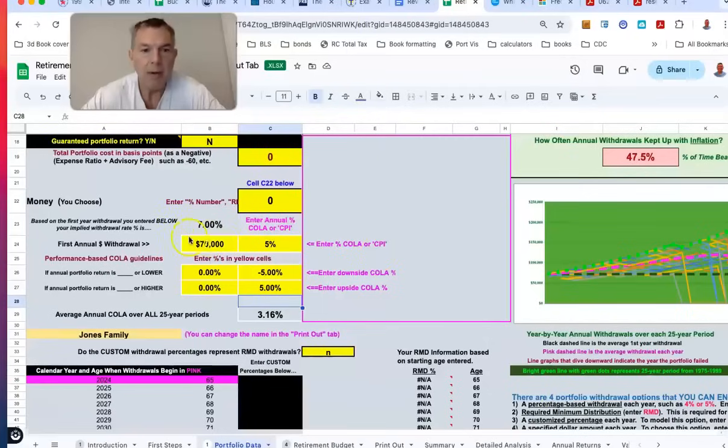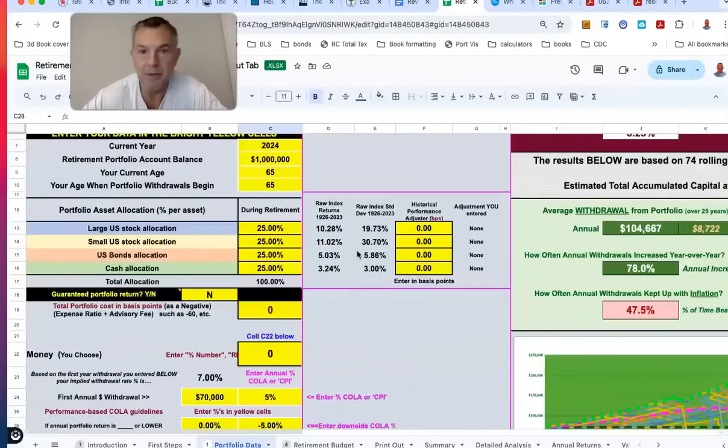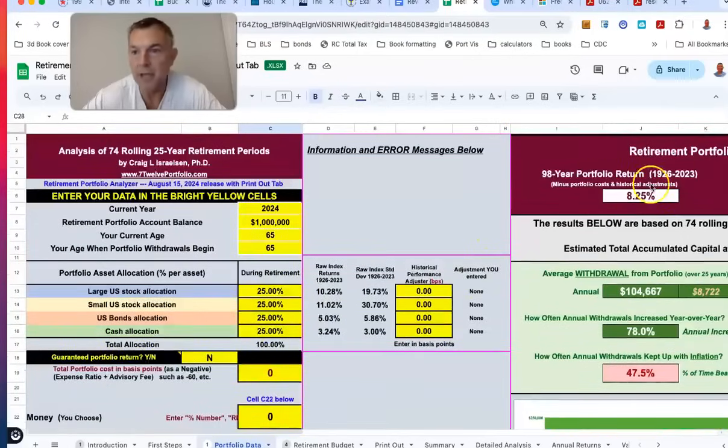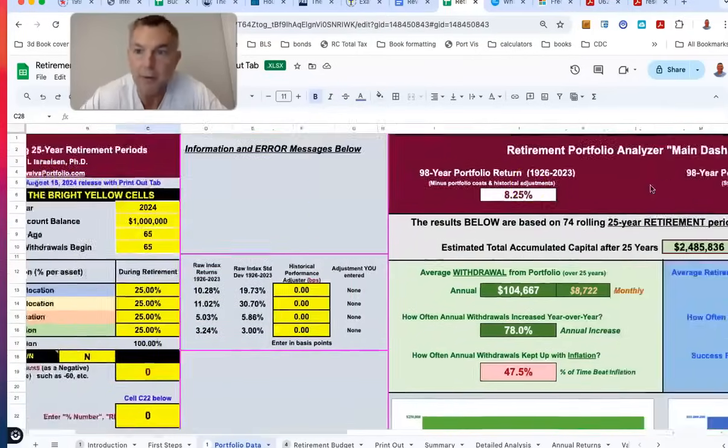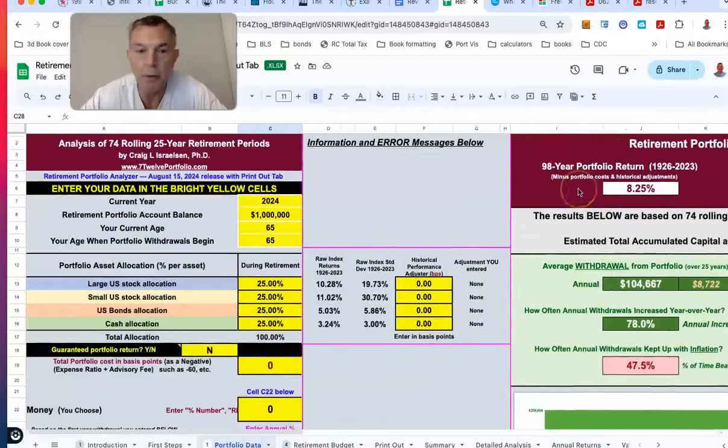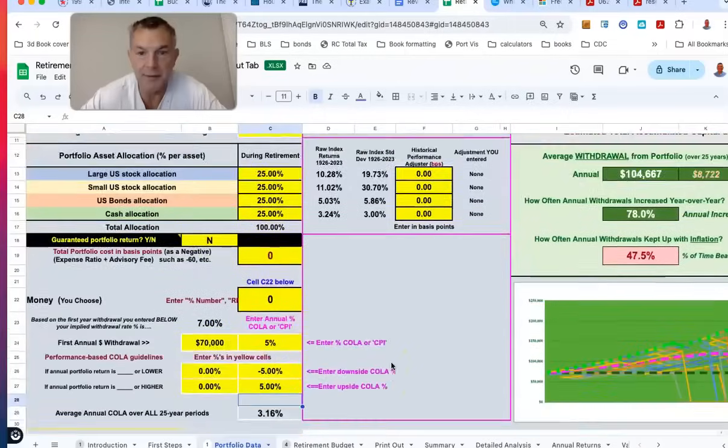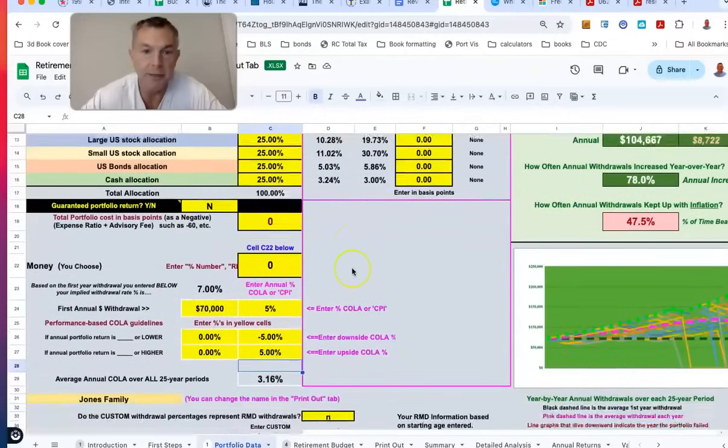So I'm saying I want my first withdrawal to be $70,000. That's 7% of my million schmackaroonies. Again, I got a 50% stocks, 50% cash portfolio. Historically, that's given me an 8.25% rate of return, with a standard deviation of 12.24. It's freaking fantastic. There's the raw data right there.